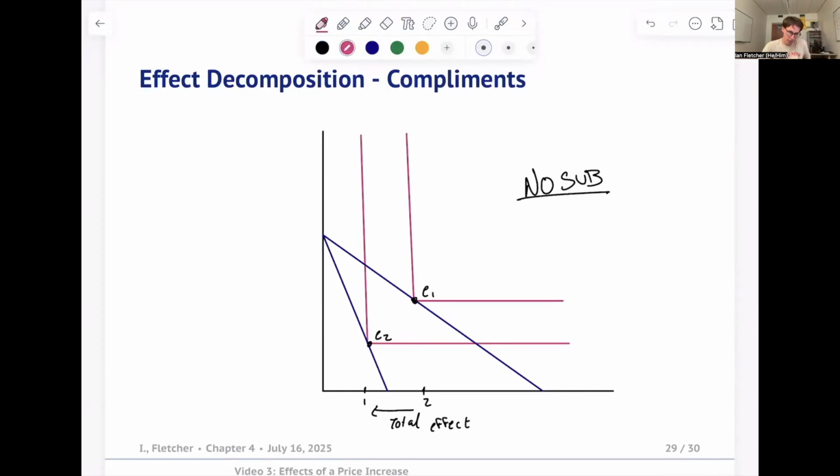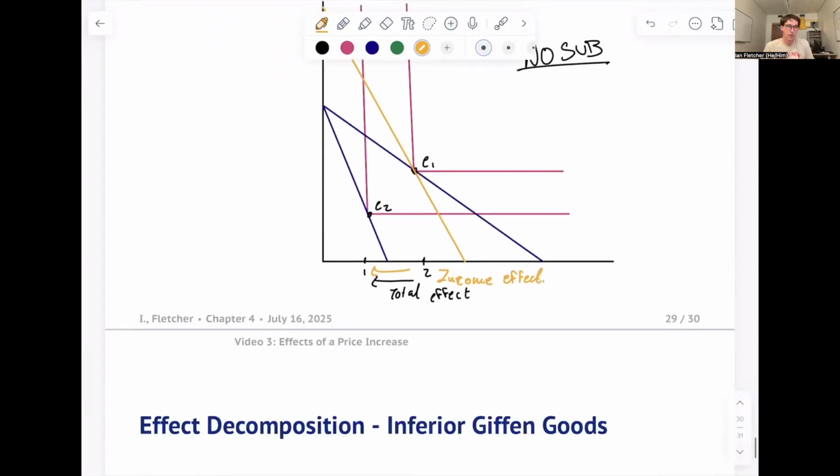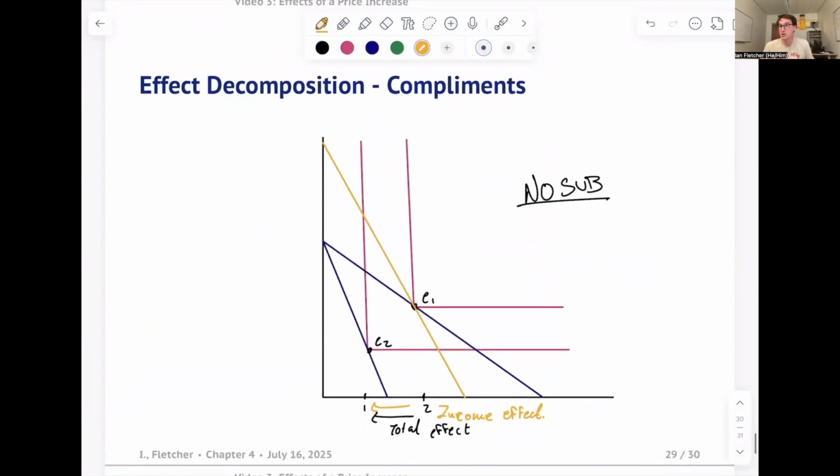So if we wanted to maintain this line to keep things parallel and our utility constant, this entire effect is going to be the income effect. And similarly, for perfect substitutes, it would all be a substitution effect.